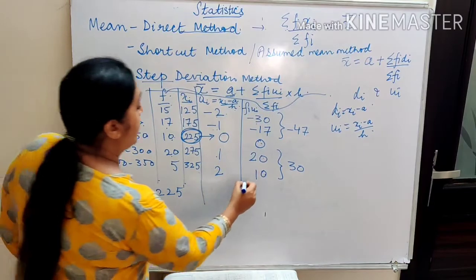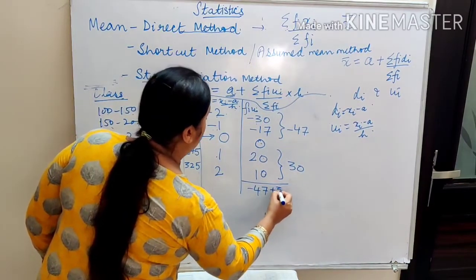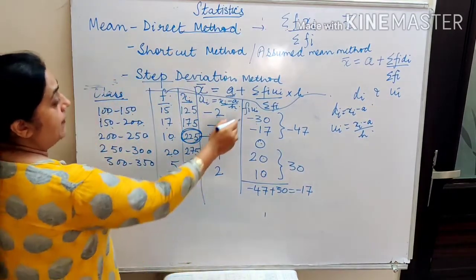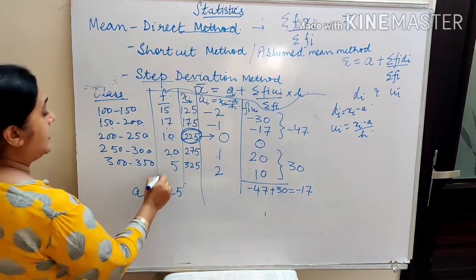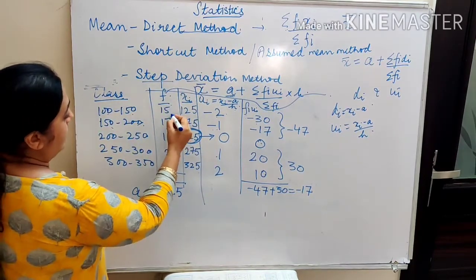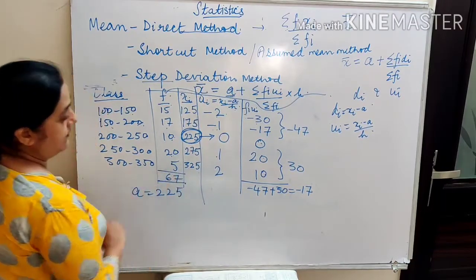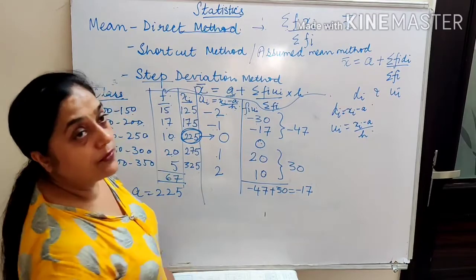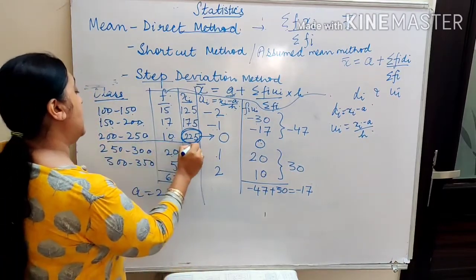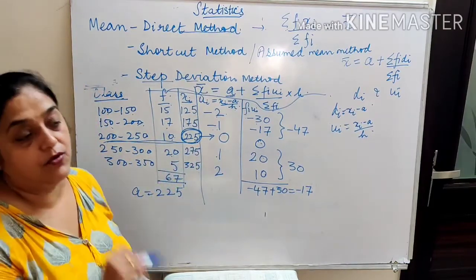Sum the negative and positive values separately. So what will you get? You will get minus 17 as the sum of fi ui. Right, and from here you just add up f: 15, 25, 45, 50, it comes out to be 67. Please check it out. It comes out to be 67. So the main thing was that the assumed mean you choose, try to find the middlemost value.